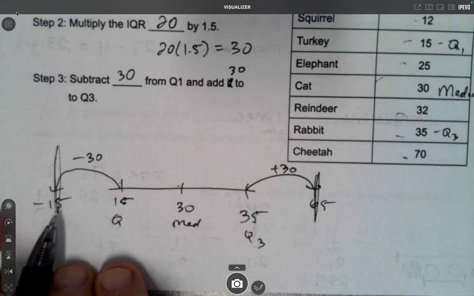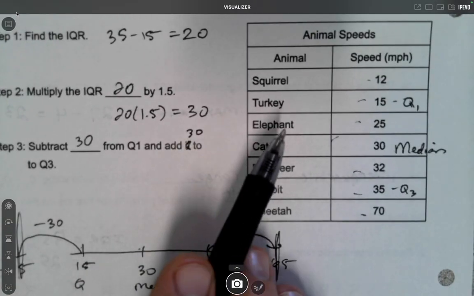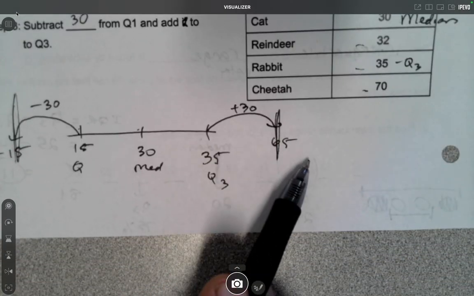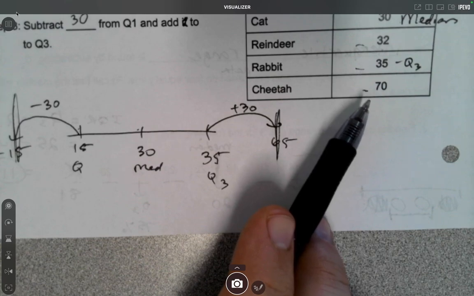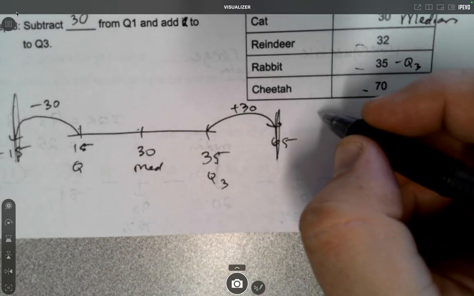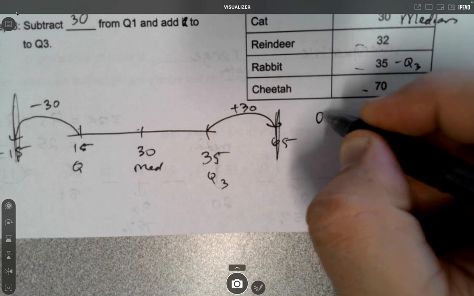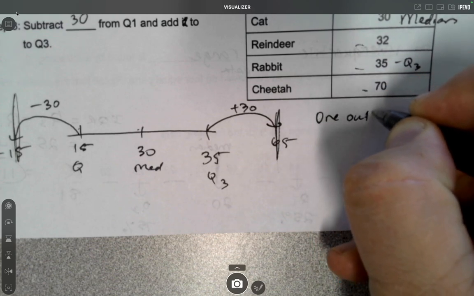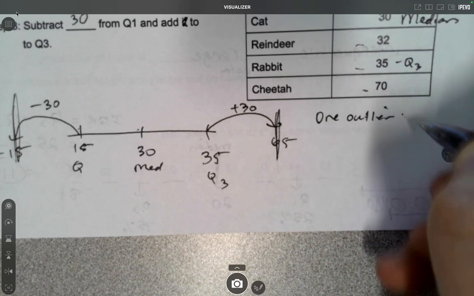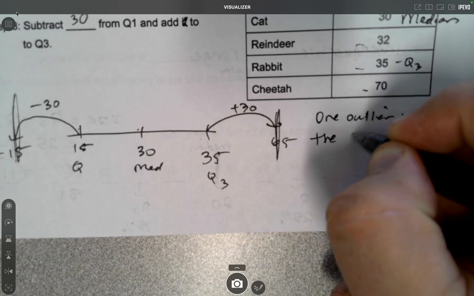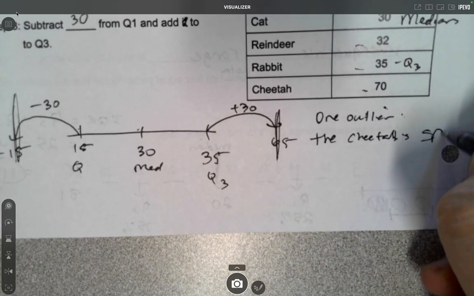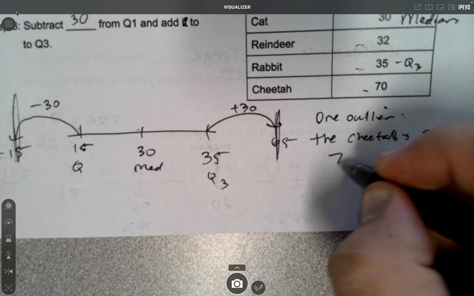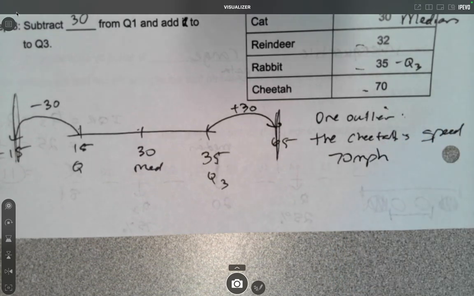But if we had anything less than negative 15, which we don't, there's no negatives at all, or anything bigger than 65, which we do, the cheetah. So the outlier is the cheetah. There's one outlier. The cheetah's speed, 70 miles per hour.